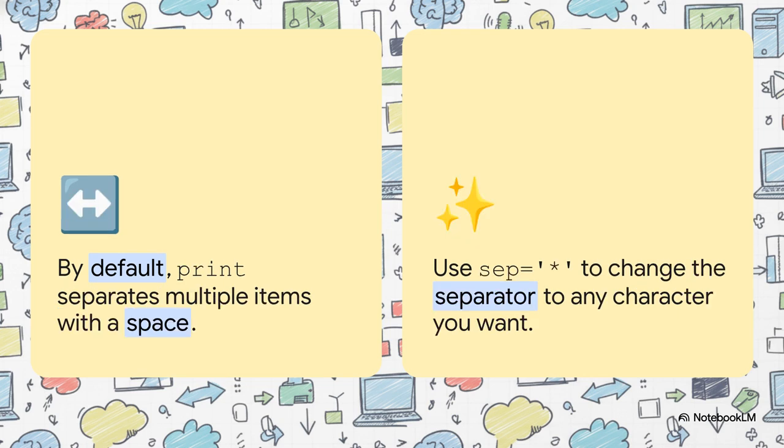And it's a similar deal when you're printing a bunch of different things at once. By default, print sticks a space between each item, but you can change that separator, or sep, to anything you want. So instead of a space, you could use an asterisk, a dash, anything. It gives you a ton of control.